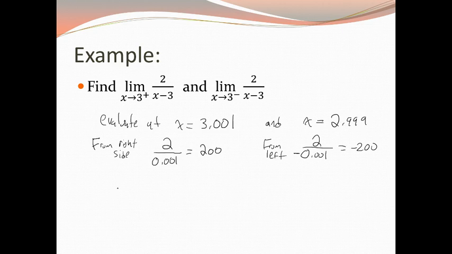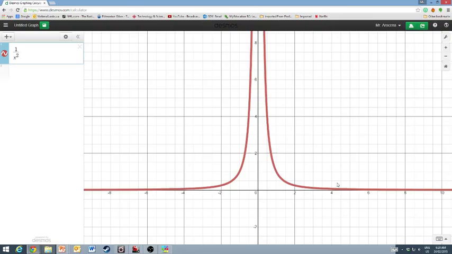So I can basically say this. It looks like the limit as x goes to 3 from the right side of our function f of x is going to be positive infinity. And from the left side, as x goes to 3 from the left of f of x, our function is going to go towards negative infinity. That's what it looks like, at least. So let's graph it and find out.